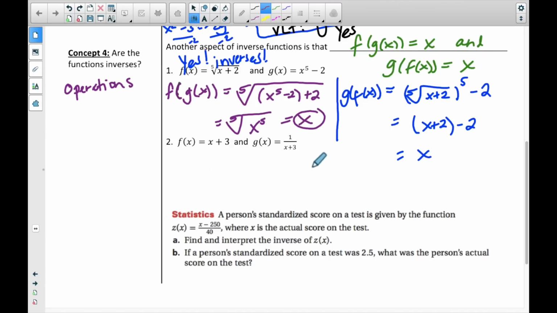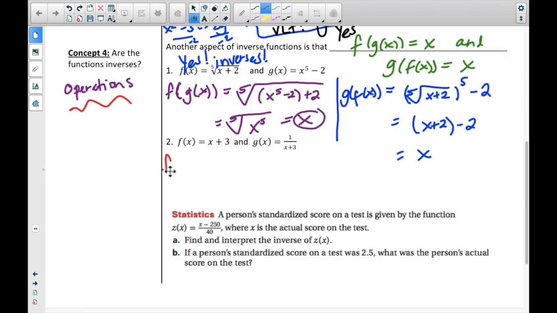All right, we're going to try the same thing for number 2. Once again, we think about what operations are we talking about. We have a plus 3 here, which means we really ought to have a minus 3 over here, which is not the case. And we have a 1 over power, x to the negative 1, over here and not. So this doesn't look like it's going to work out.